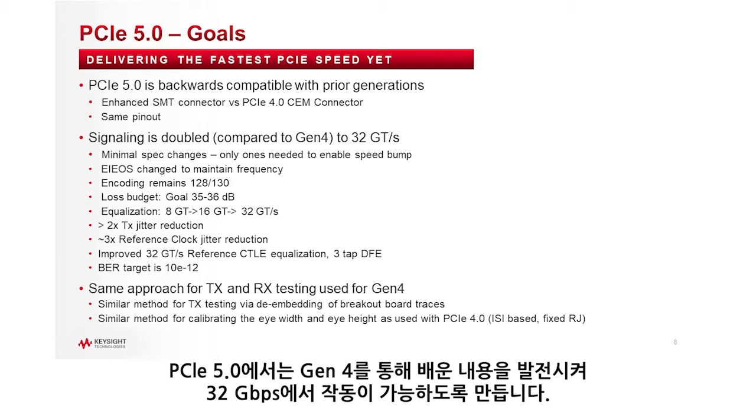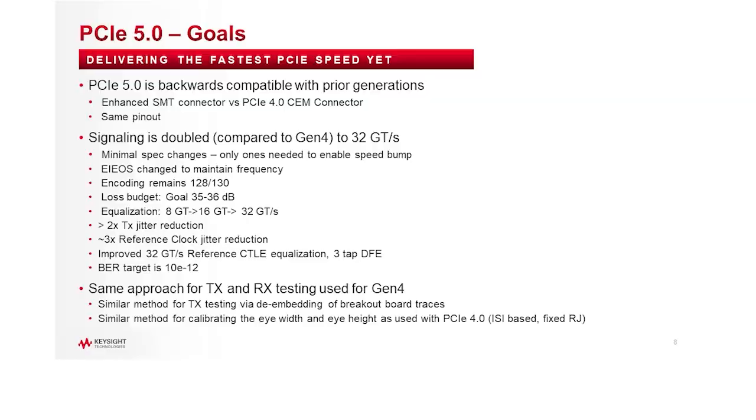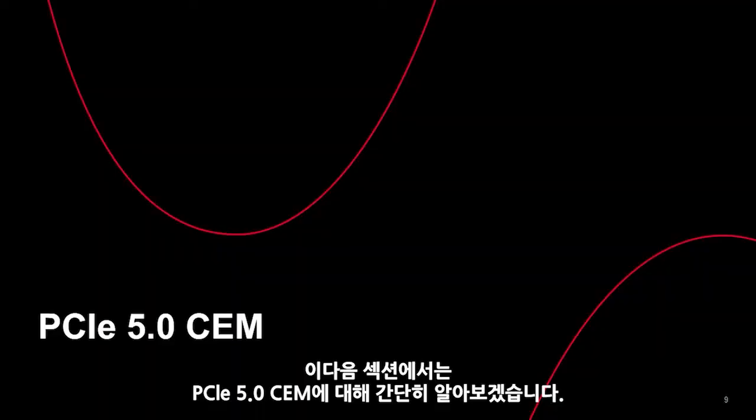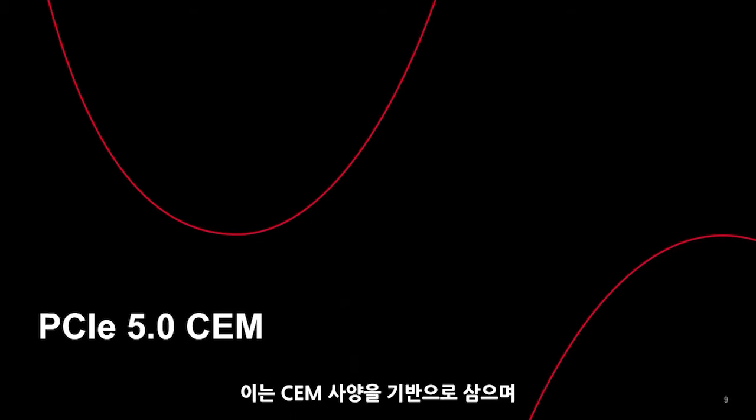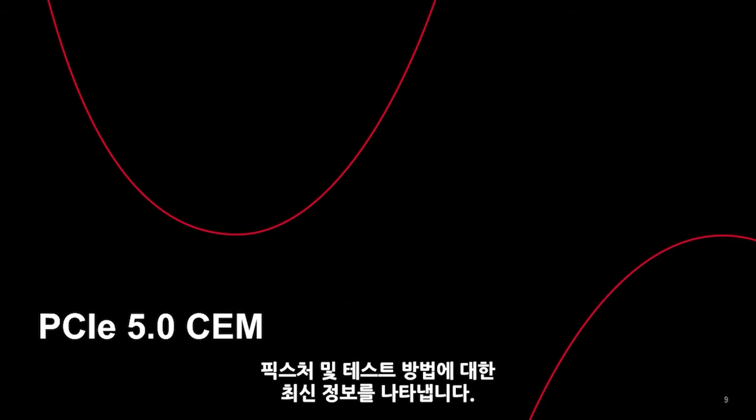So with PCI Express 5.0, we take what we learned with Gen 4 and we bring it forward to operate at 32 gigabits per second. In the next section, we'll talk a bit about PCI Express 5.0 CEM. This comes from the card electromechanical specification and represents some of the latest information about fixtures and test methods.